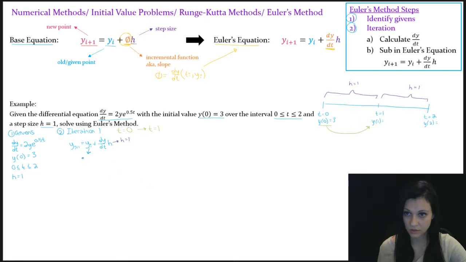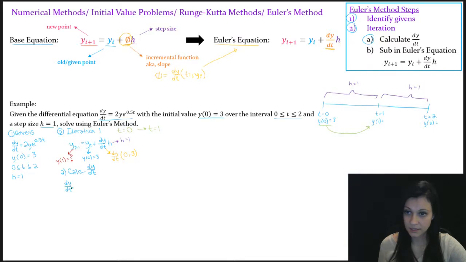y_i is going to be the y value at 0. y_{i+1} is going to be the y value at 1. And that's what we're looking for. And then dy/dt, we can solve at our previous point, which is (0, 3). And so that is actually going to be part A of our iteration, is to calculate dy/dt.